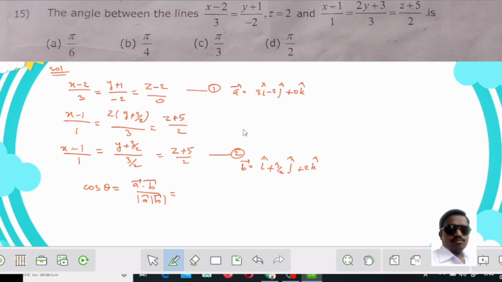So first you find the dot product. 3 into 1 is 3, minus 2 into 3 by 2 is minus 3, and 0 into 2 is 0, divided by modulus of a vector modulus of b vector. Whatever the value of the modulus may be, the numerator is 0, so the total value will be 0. If cos theta is 0, what about the angle? Theta equal to 90 degrees, that means pi by 2. The option D is the right answer.